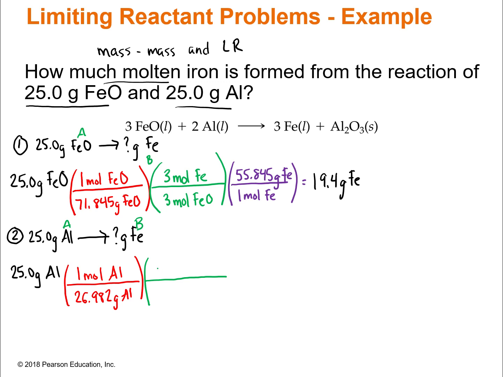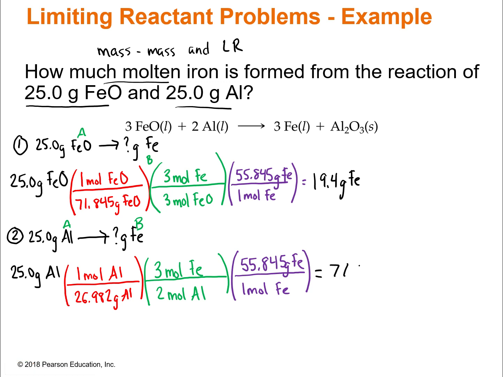The iron still goes on top, and that's 3 moles directly from the equation. We have 2 in front of the aluminum, so that's what we put in the bottom. The last step is still going to be the same because we're converting the moles of iron to grams of iron. And you should get 77.6 grams of iron.